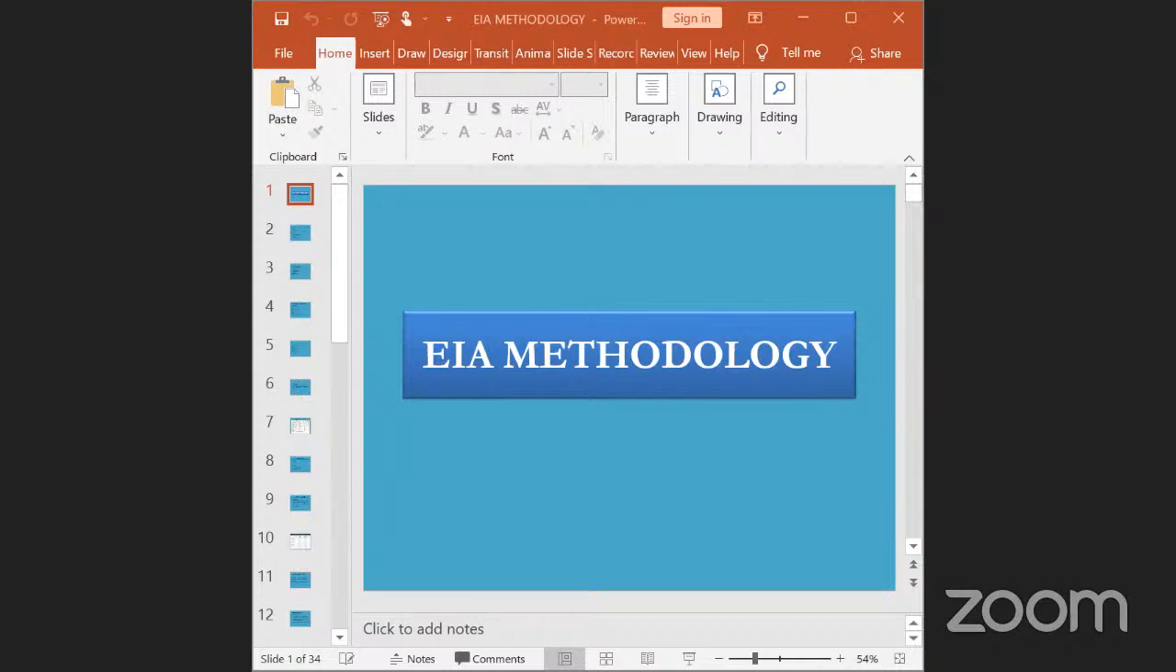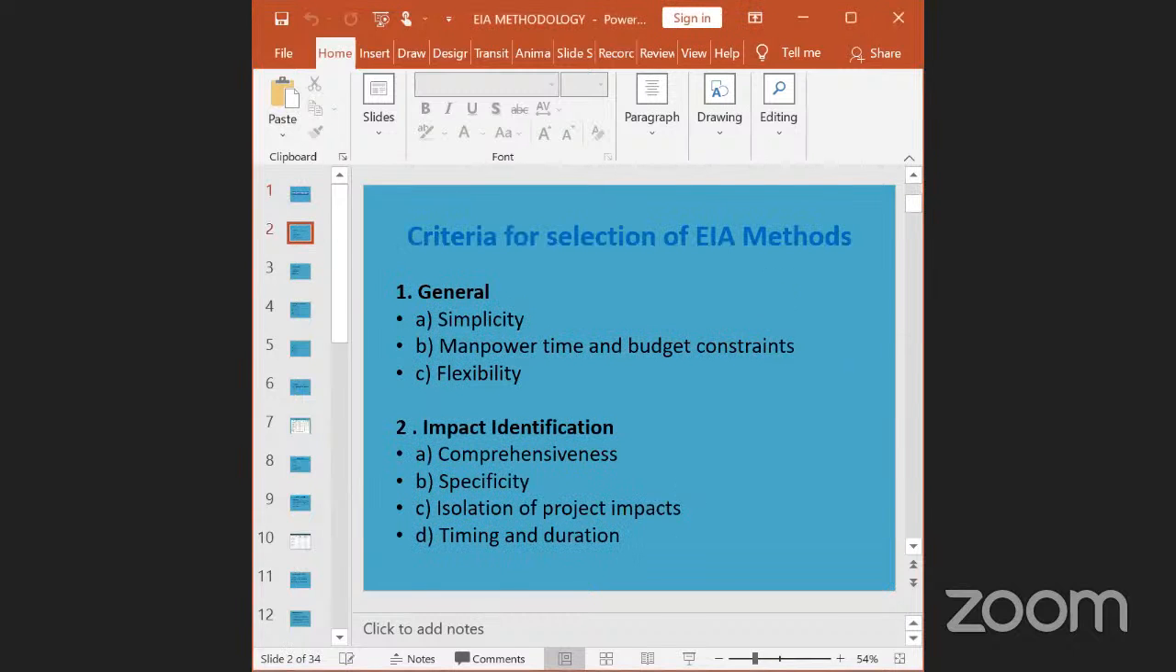First of all, we are going to discuss EIA methodology. Before that, we want to discuss the criteria for selection of EIA methods, right? So we have 5 steps here. First one is general.